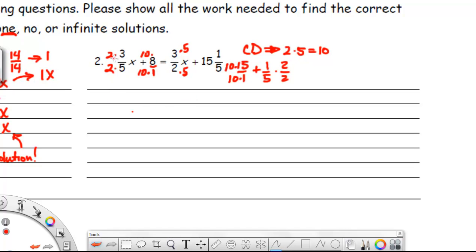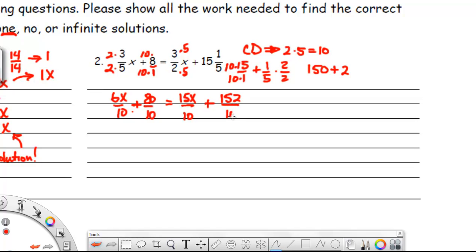So I'll end up with 2 times 3 is 6x over 10, plus, that would be 80 over 10. And if you can see here, I really haven't changed anything. I'm just rewriting these coefficients and these numbers. So they still occupy the same point on the number line. 3 times 5 is 15, so that's 15x over 10. And then this last one, let's look at the numerator. I have 10 times 15 is 150 plus 2. So that has to be 152 over 10.